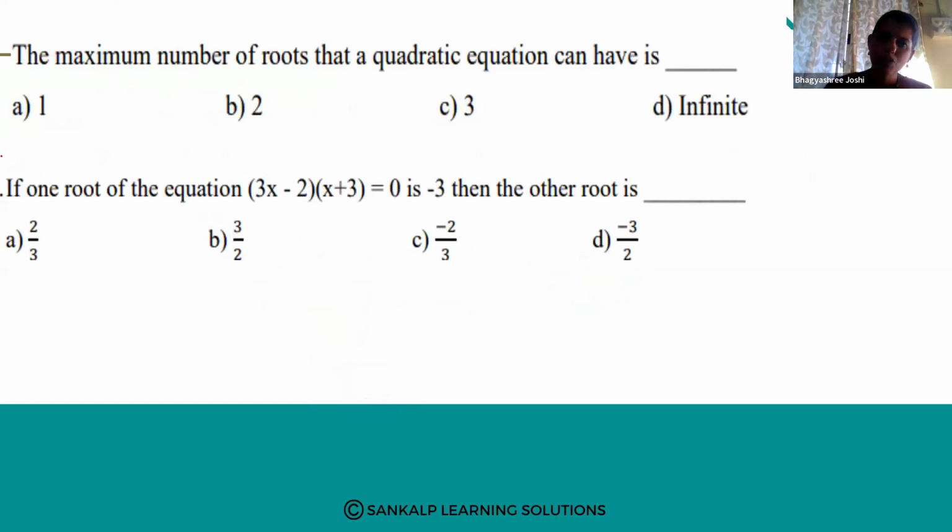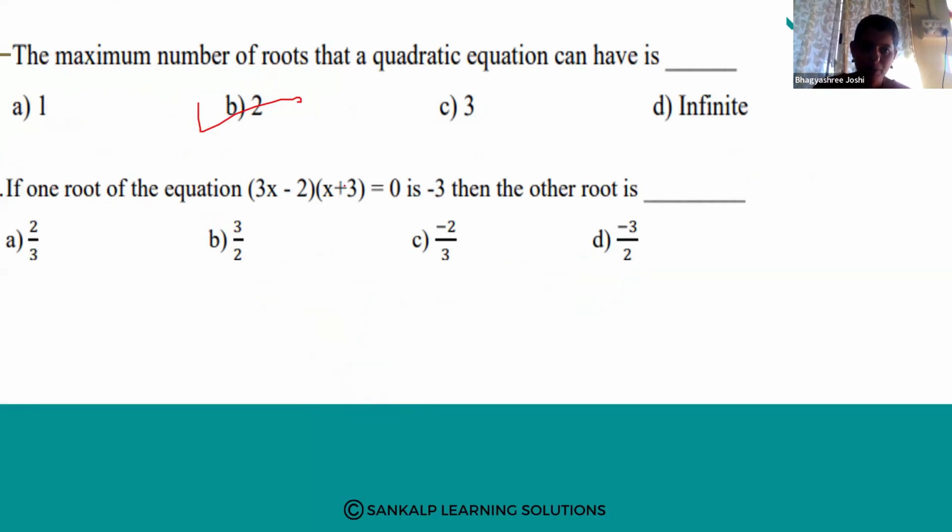The maximum number of roots that a quadratic equation can have. See how many roots it has. So a quadratic equation can have maximum 2 roots. So the maximum number of roots in a quadratic equation is 2.